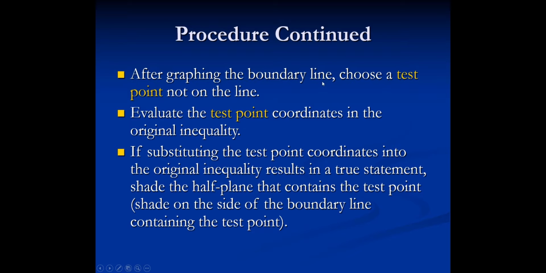After you graph the boundary line, one way you can do this is you choose a test point that's not on the line. It can be any point not on the line. Then you evaluate the test point coordinates in the inequality. If substituting the test point coordinates into the original inequality results in a true statement, then you shade the half plane that contains the test point. And you shade on the side of the boundary line containing the test point.